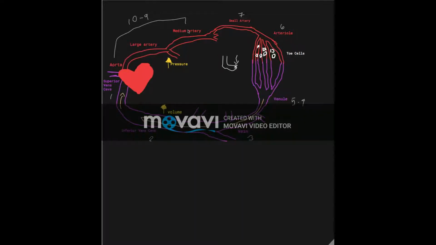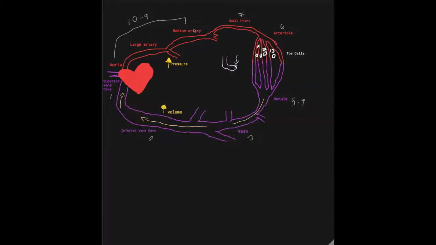Large and medium arteries are called elastic arteries. They contain a protein called elastin, which helps convert pressure into elastic energy. And these are the reasons why I labeled them 10 to 9, because it's really strong within these parts.